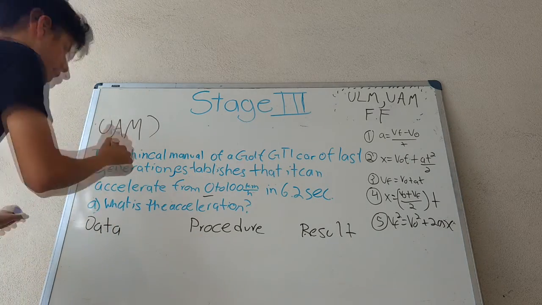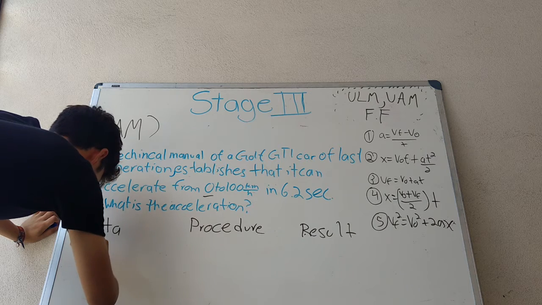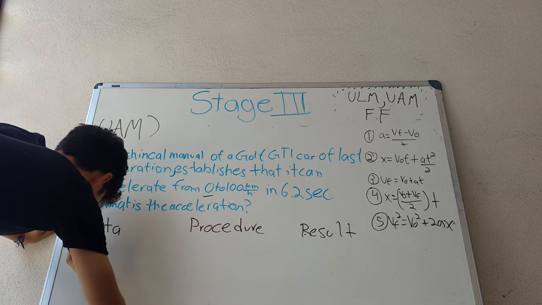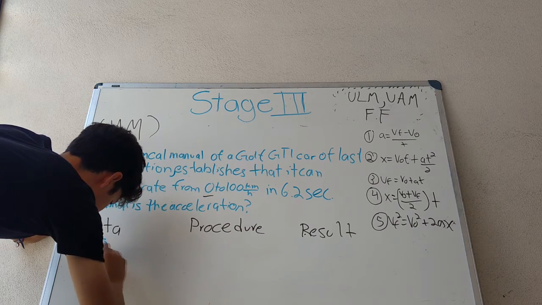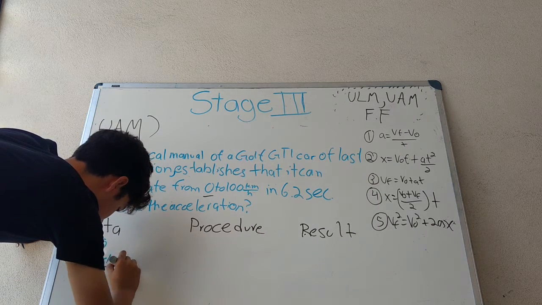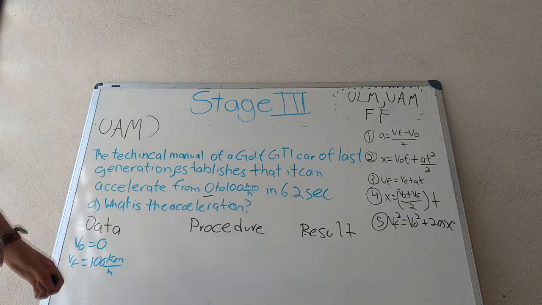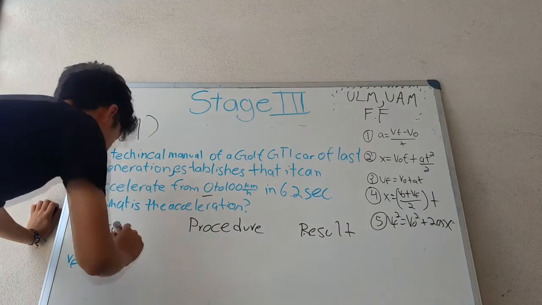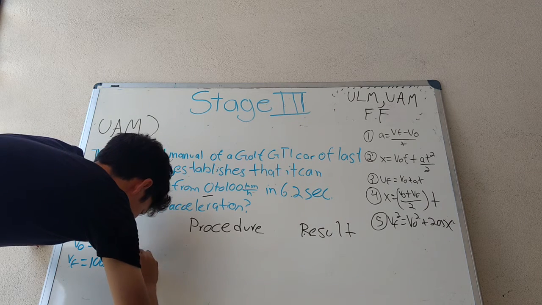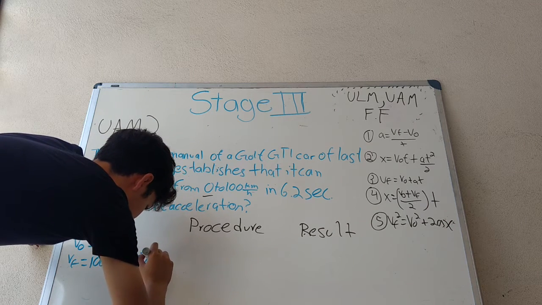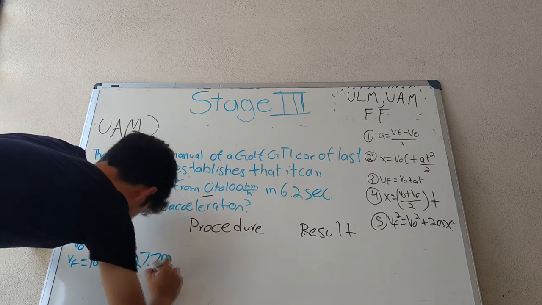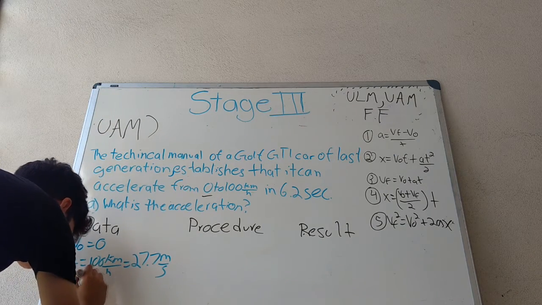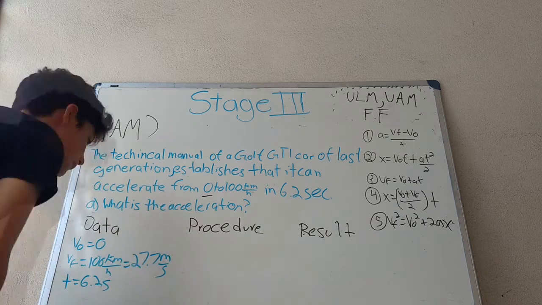We have that data is initial velocity equal to 0, final velocity is equal to 100 kilometers per hour, and then we have to convert 100 kilometers per hour to meters per second. And this is equal to 27.7 meters per second. The time is 6.2 seconds.